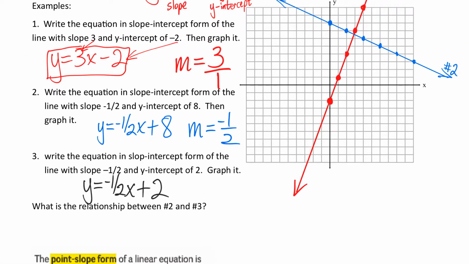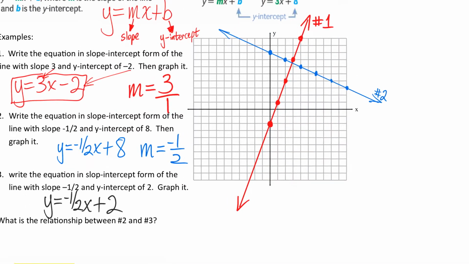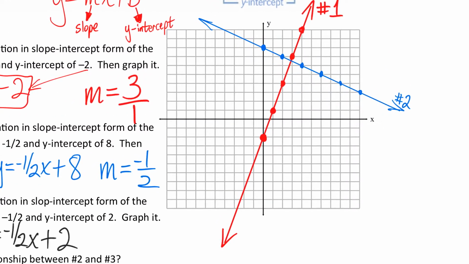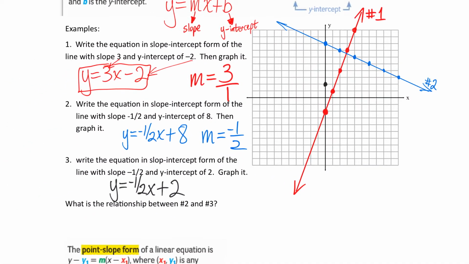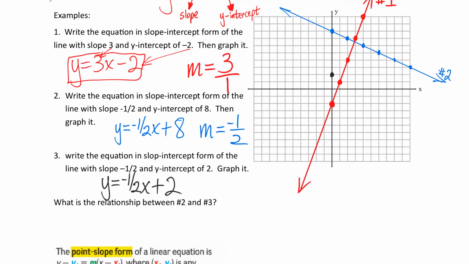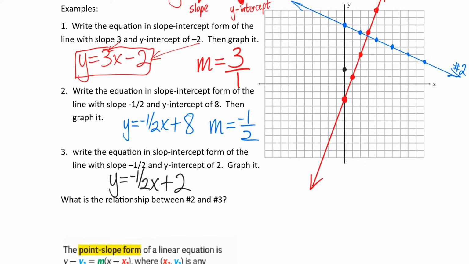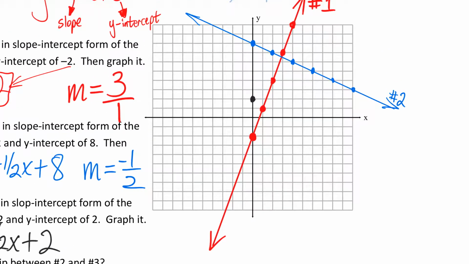So where am I going to start at with that equation? At 2, on the y-axis. So we're right here. Then how am I going to find some more points on that line? Using the slope of -1/2. So what's that slope of -1/2 going to do? Down 1, right 2. Good. So I'm going to go down 1 over 2, down 1 over 2, and so on.